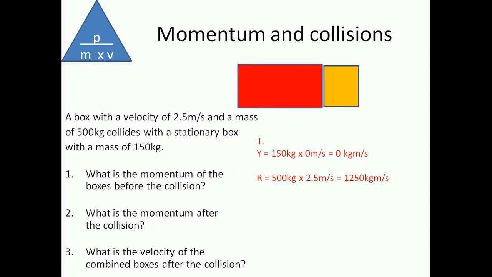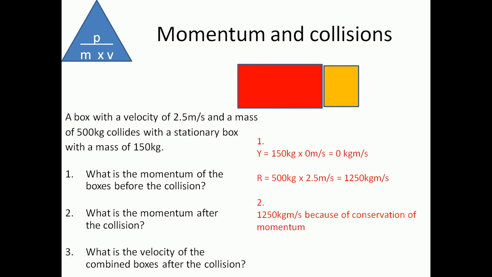So, what is the momentum after the collision? Well, quite simply, the momentum is the same. The momentum after the collision is also 1,250, and this is because of conservation of momentum. As we saw in the last example, the momentum before the collision was 1,250, so the momentum after the collision must also be 1,250. So our final question is, what is the velocity of the combined boxes after the collision?